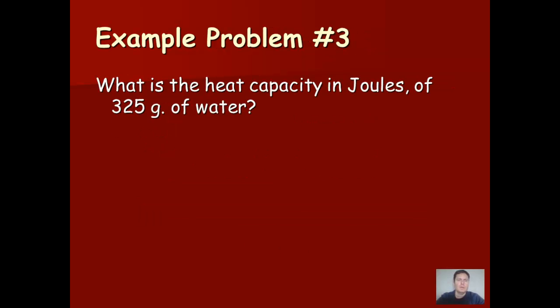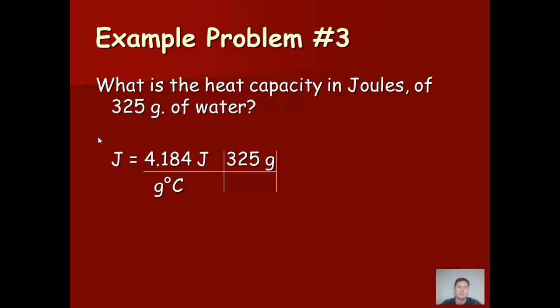So let's try a practice problem. What's the heat capacity in joules of 325 grams of water? Well, we know the mass, and we know the specific heat of water because that was one of those values that we needed to memorize. So we write it out. Here's our specific heat of water, 4.184 joules, and once again, per gram degree Celsius. Remember, the per means put underneath, times your mass. Your gram will cancel out, and you'll leave us with joules per degree Celsius. When we calculate this, we find it takes 1,359.80 joules to raise water by 1 degree Celsius.